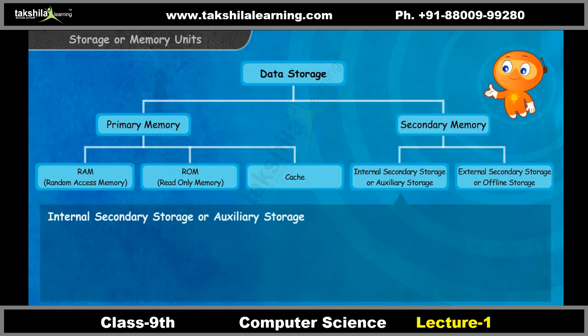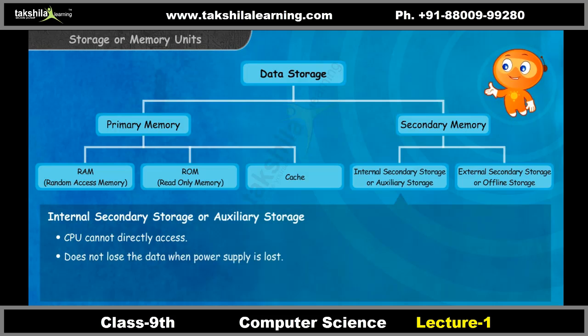The internal secondary storage is otherwise called auxiliary memory. Unlike primary memory, CPU cannot directly access the secondary memory. Secondary memory does not lose the data when power supply is lost. Hence it is non-volatile. Internal hard disk drive is a typical example for secondary memory devices.